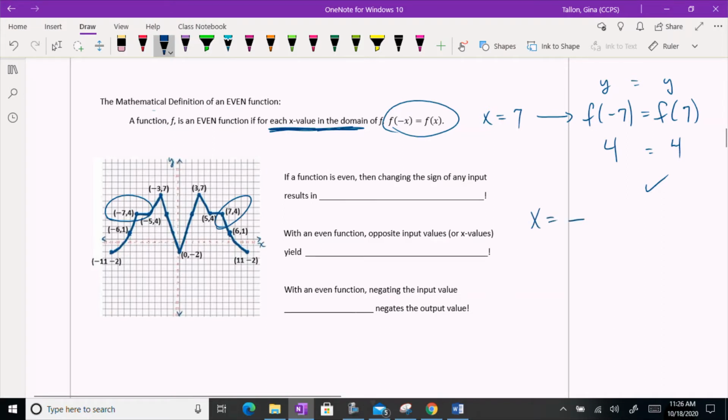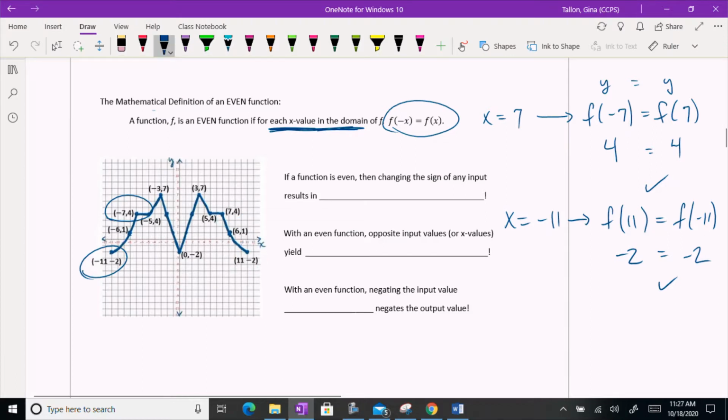If I chose, instead of 7 as my point, let's say I chose x equals negative 11. If I said x equals negative 11, then f of my negative x would be a positive 11, and would that equal f of x, which is negative 11? So let's see, f of 11 is down here at negative 2, and f of negative 11 is over there at negative 2. So negative 2 equals negative 2, and that of course checks as well.